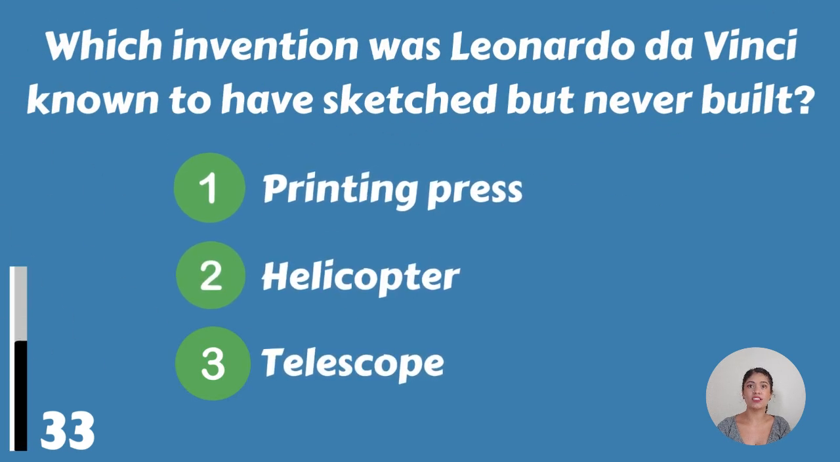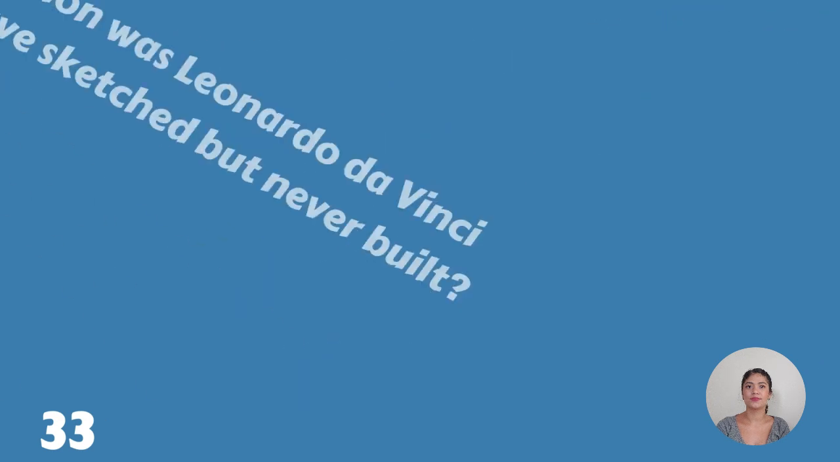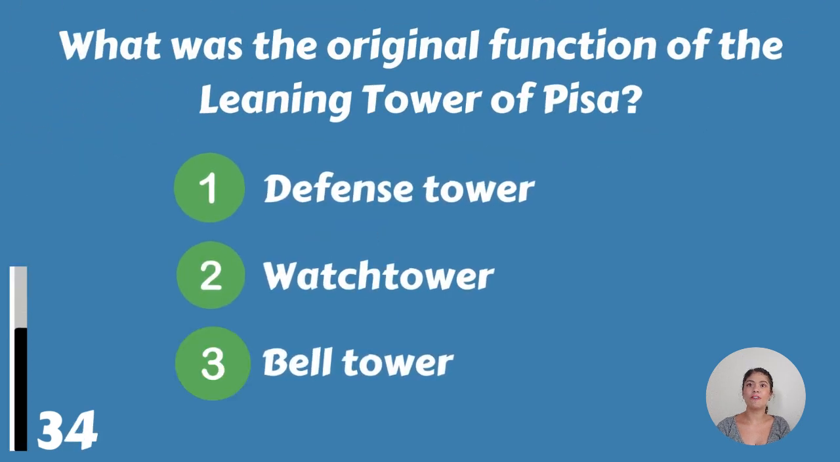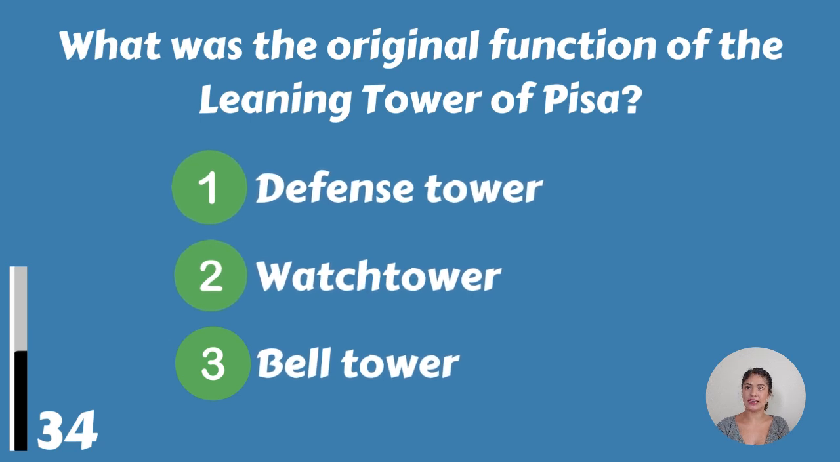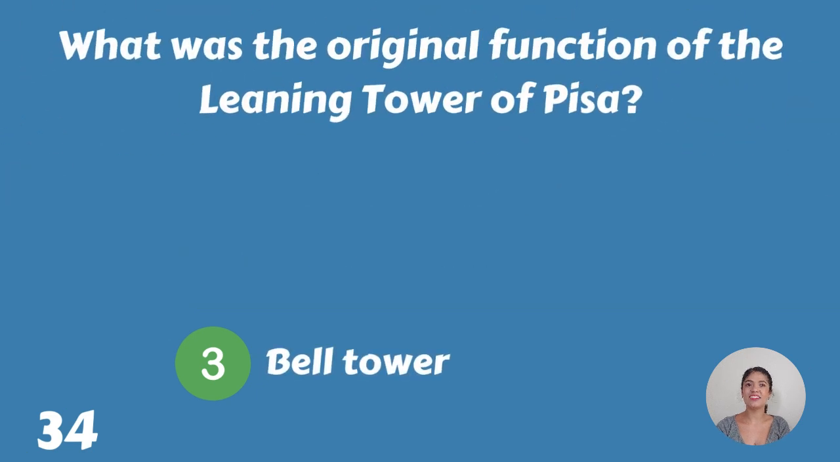Which invention was Leonardo da Vinci known to have sketched but never built? Printing press, helicopter, telescope. Helicopter. What was the original function of the Leaning Tower of Pisa? Defense tower, watchtower, bell tower. Bell tower.